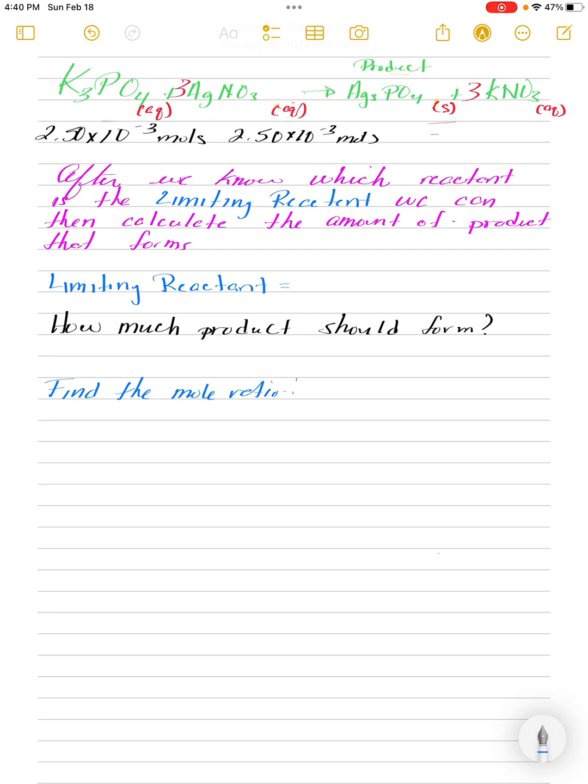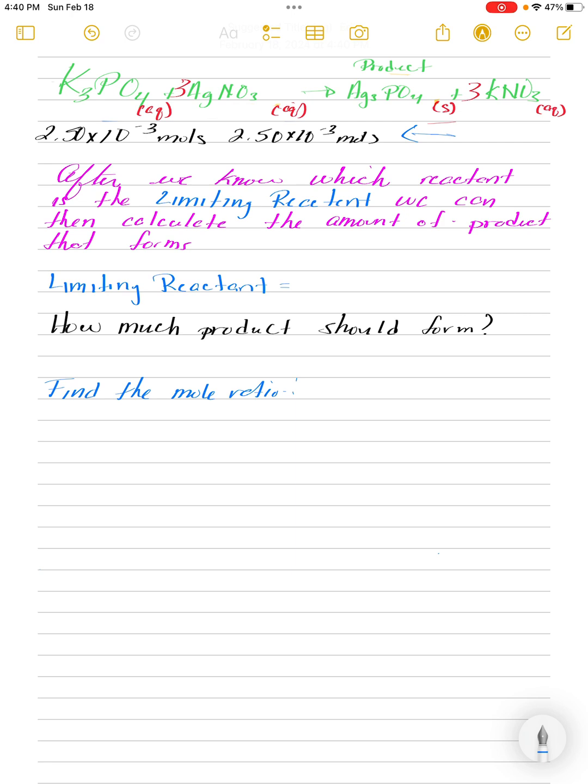Okay, let's continue our notes. So here we have the same reaction, potassium phosphate with silver nitrate to produce the silver phosphate and the potassium nitrate. This is already in your notes. Again, we already know the amount that we have for each one, and each one is 2.50 times 10 to the negative 3 moles.